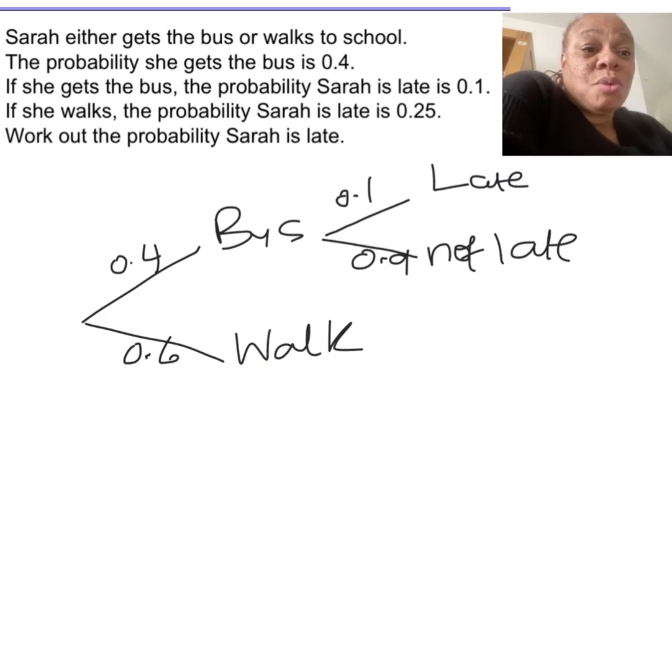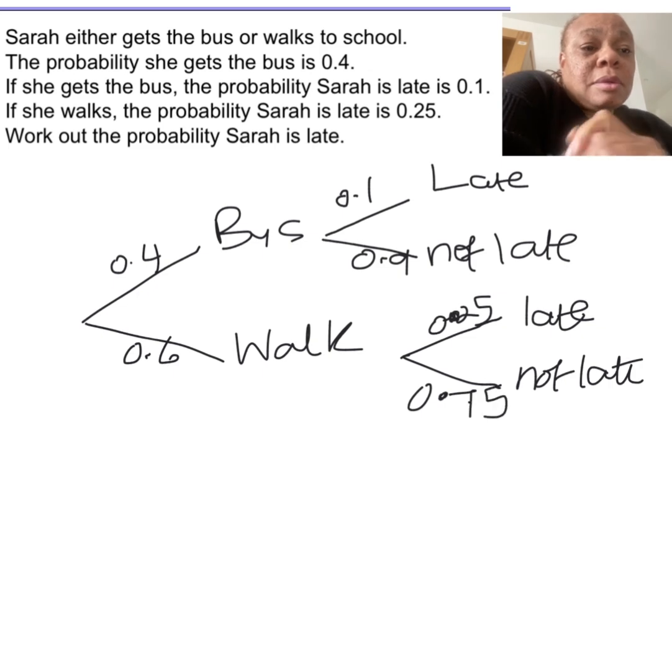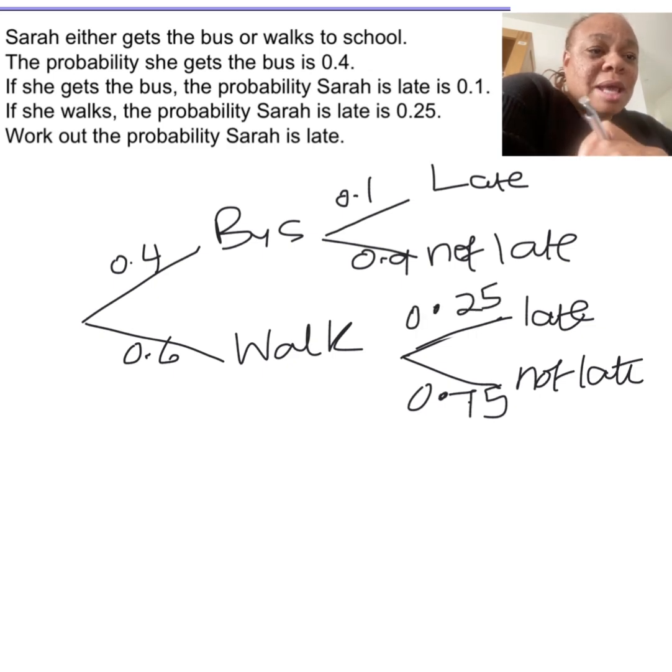Now, it also says that if she walks, the probability that Sarah is late is 0.25. So we are dealing with walk. The probability that she will be late is 0.25. What that means is that the probability that she's not late is 0.75. Let me just write this properly. Okay, so both probabilities have to add up to 1, so that's 0.25 and 0.75.